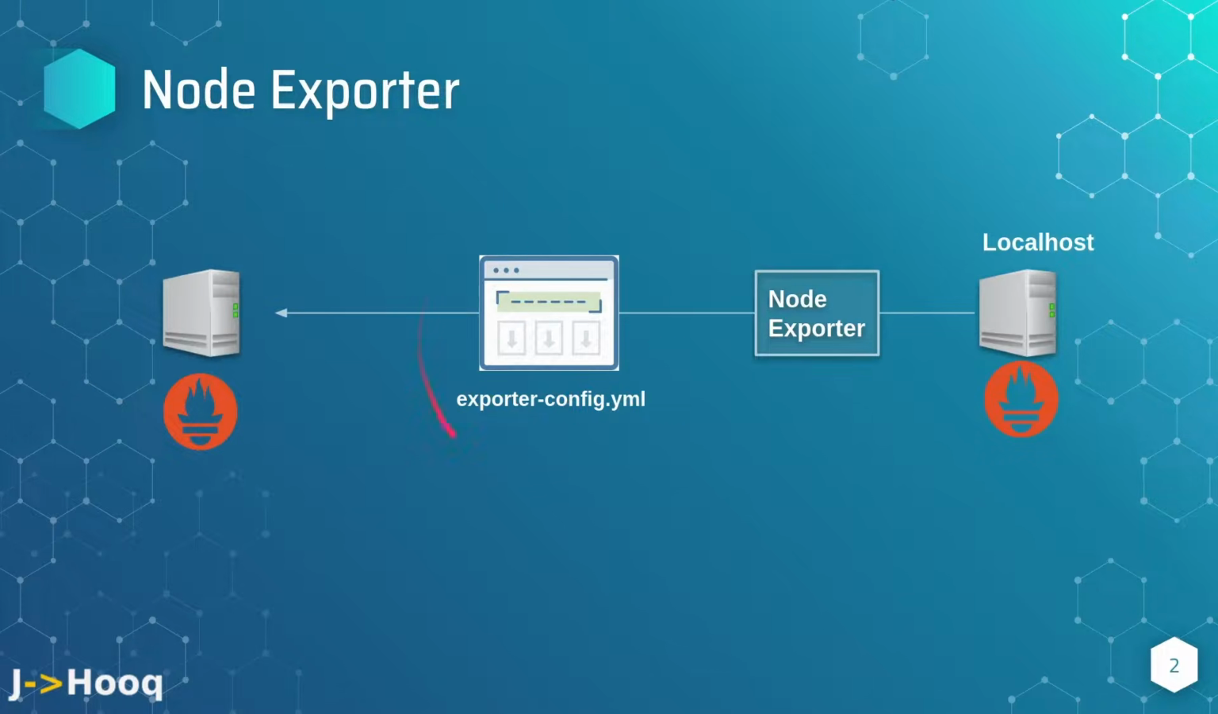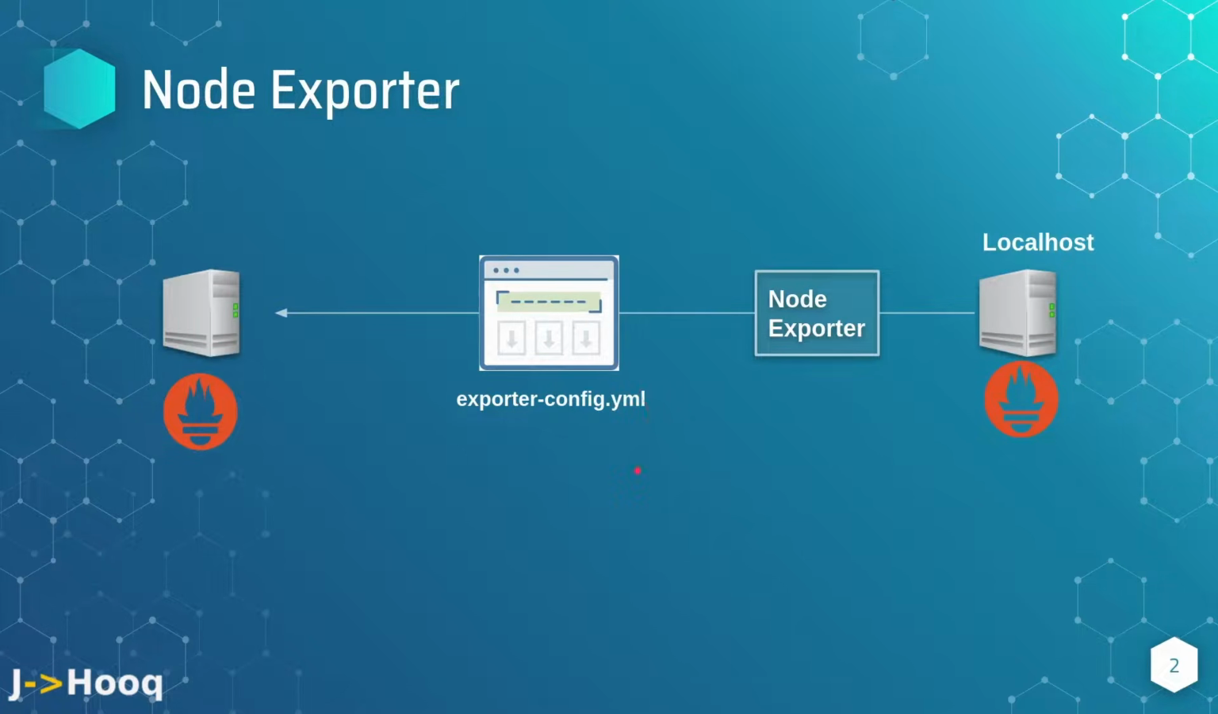So in this exporter config.yml, we are gonna mention localhost, because we just want to use the node exporter on the Prometheus server. So we are gonna add the entry of our localhost into our exporter config.yml, so that our Prometheus server knows this is the node exporter I'm gonna use.